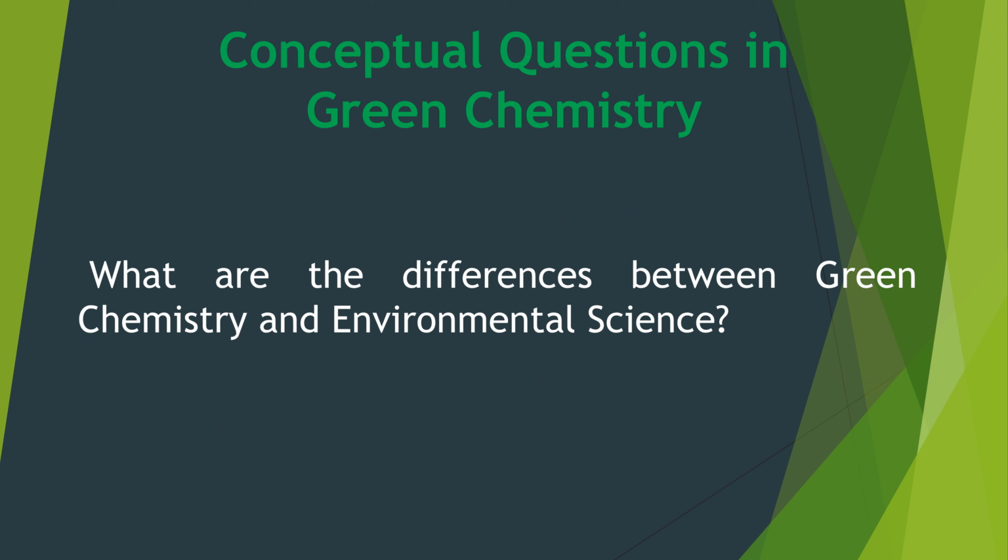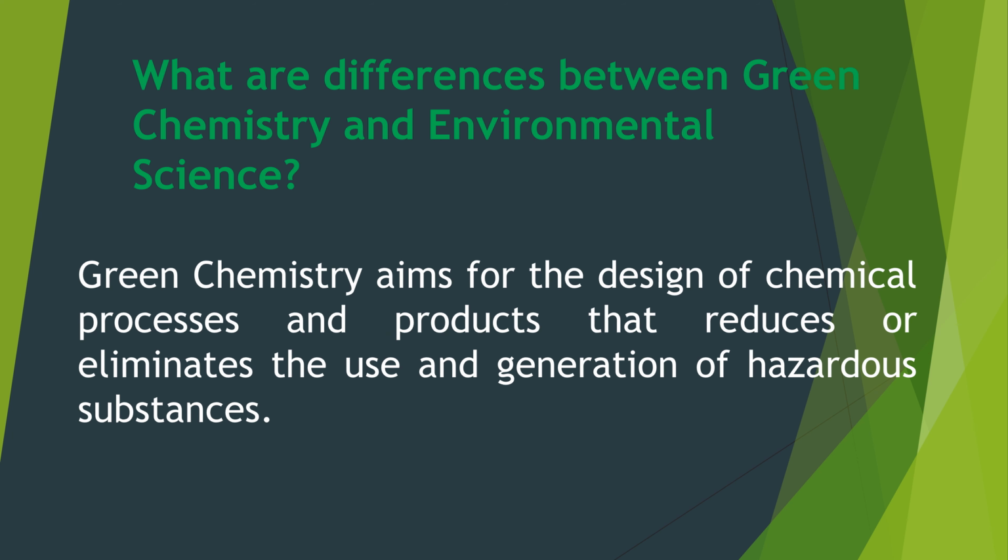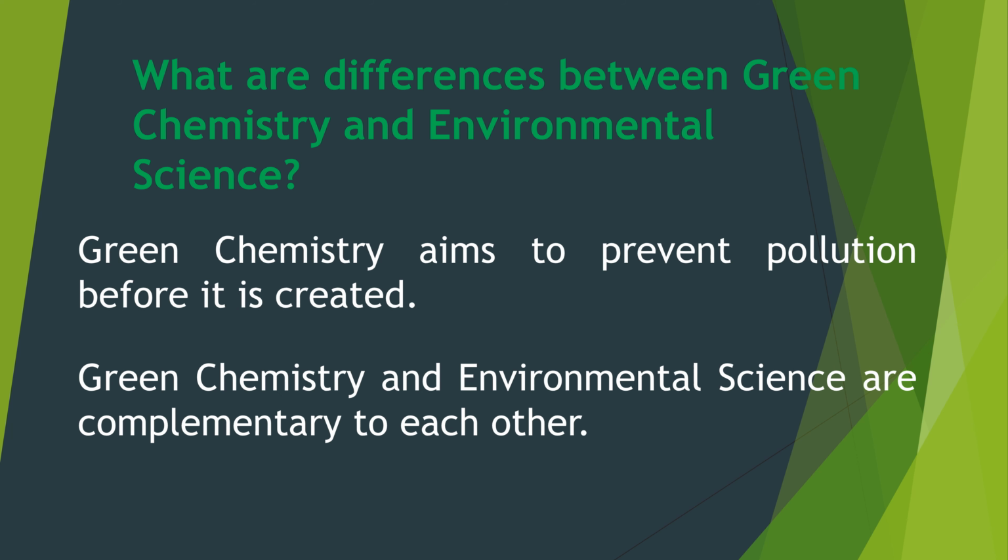What are the differences between green chemistry and environmental science? Environmental science identifies sources, explains mechanisms, and quantifies problems in the Earth's environment. Green chemistry aims for the design of chemical processes and products that reduces or eliminates the use and generation of hazardous substances. Green chemistry aims to prevent pollution before it is created. Green chemistry and environmental science are complementary to each other.